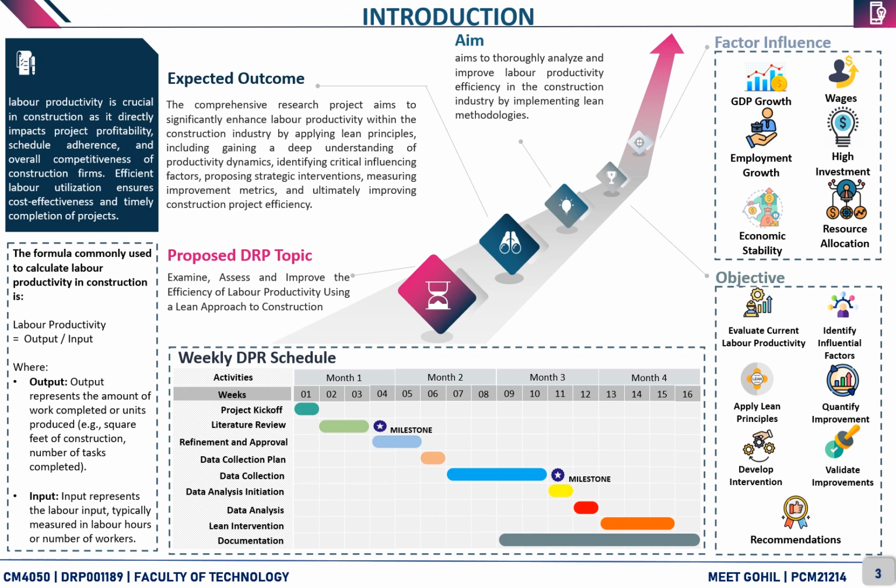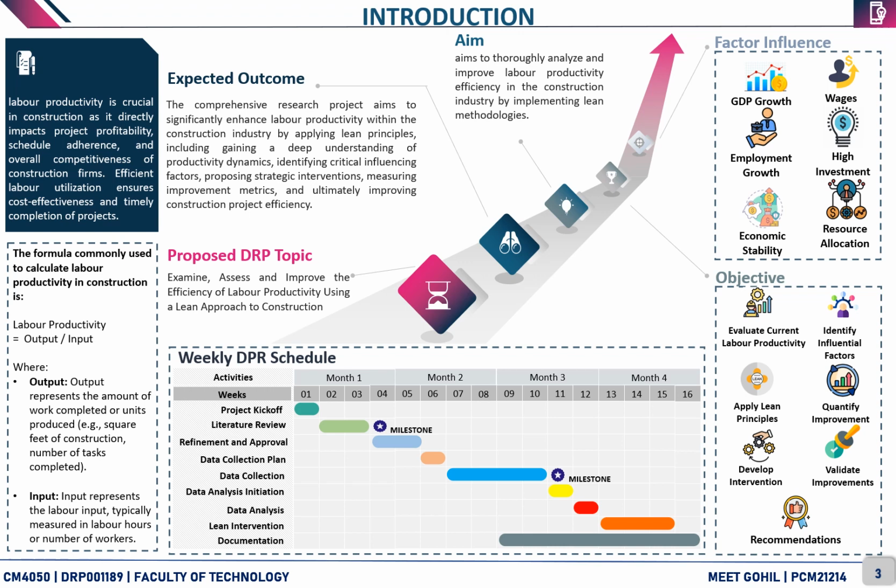The main objectives of this directed research project are as follows. First, evaluating current labor productivity: conducting a thorough examination of the existing state of labor productivity in construction by analyzing key metrics such as output per unit or cost per unit of the work, cycle time and quality. Second is identification of influential factors: identifying and assessing the various factors affecting labor productivity, including workforce skills, management practices, technological utilization, and overall work processes.